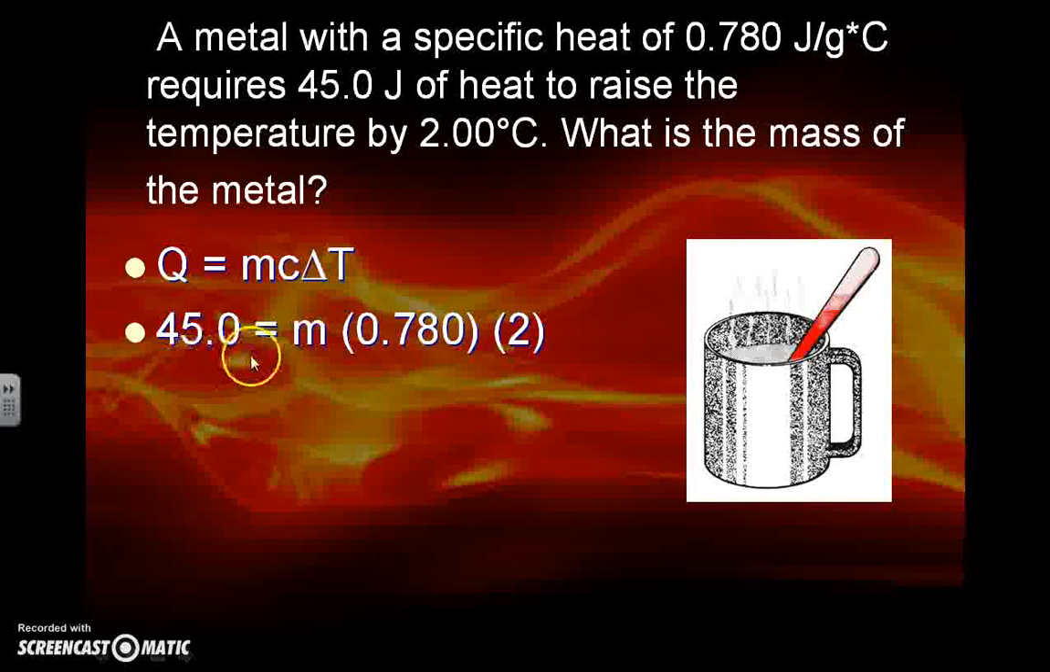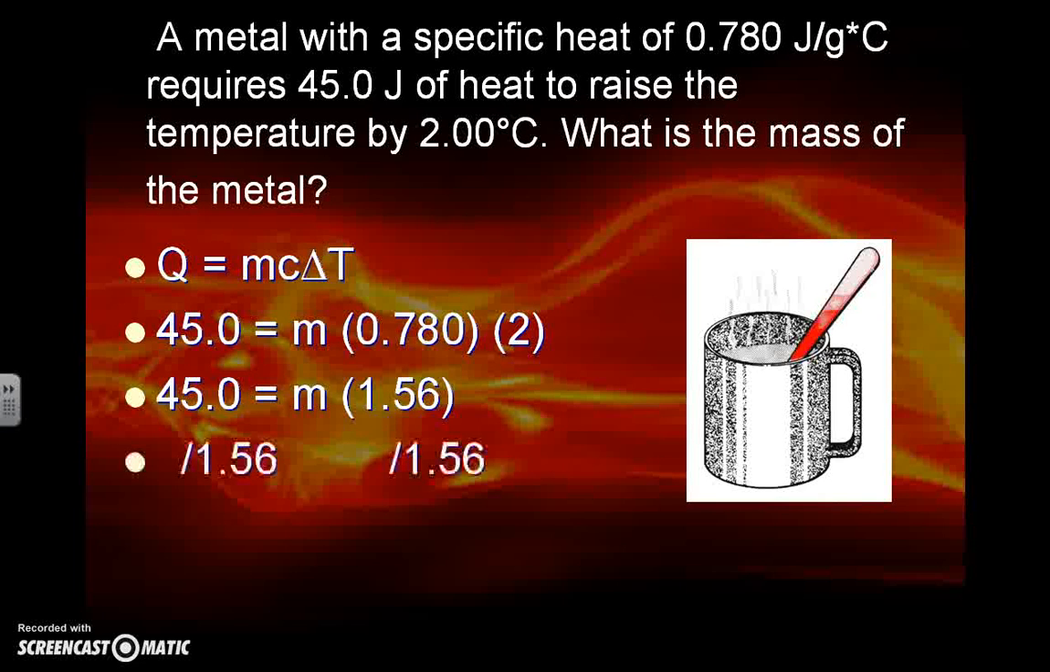So we got 45 equals M times 0.780 times 2. And from this point forward, it's standard basic linear algebra, and you're going to combine like terms on the right. You're going to multiply, and then since you're doing M times 1.56, you want to do the opposite operation of that and divide both sides of the equation by 1.56. Using a calculator, M equals 45 divided by 1.56, you should get 28.8 grams.